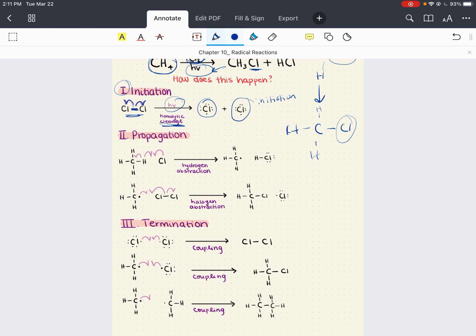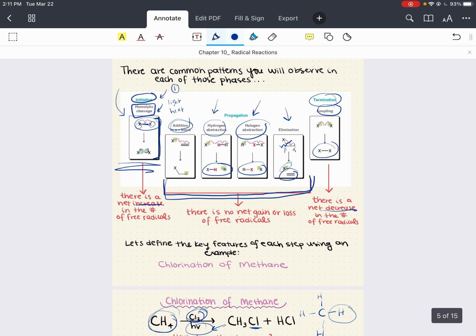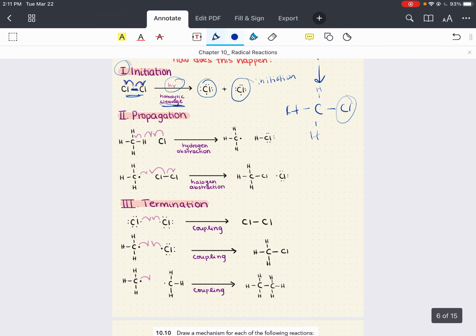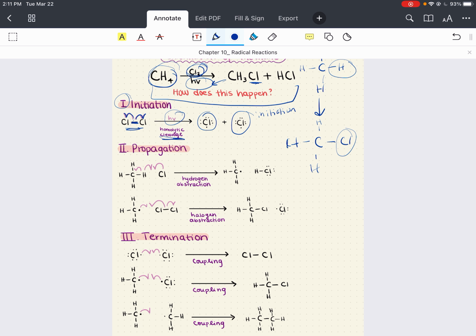That was the last note I made about propagation before we jumped into this example. The common patterns you'll see in propagation, remember, are either addition to a pi bond, hydrogen or halogen abstraction, and/or elimination. You can see a good mixture of any of these patterns during propagation. But at the end of the day, propagation is responsible for the observed reaction that we see here.